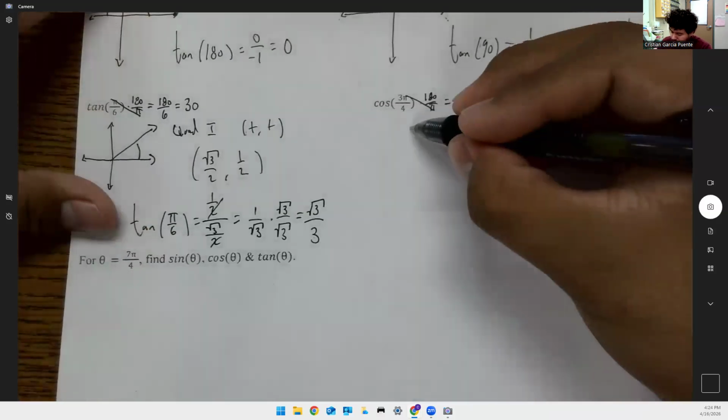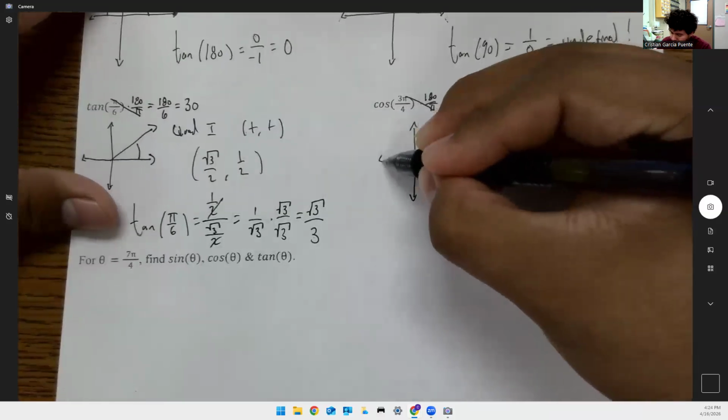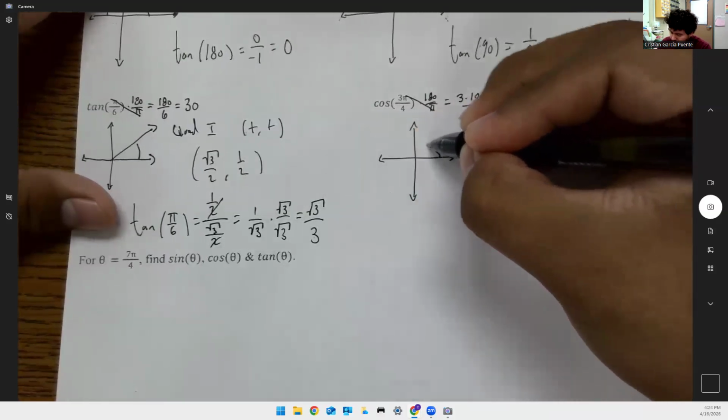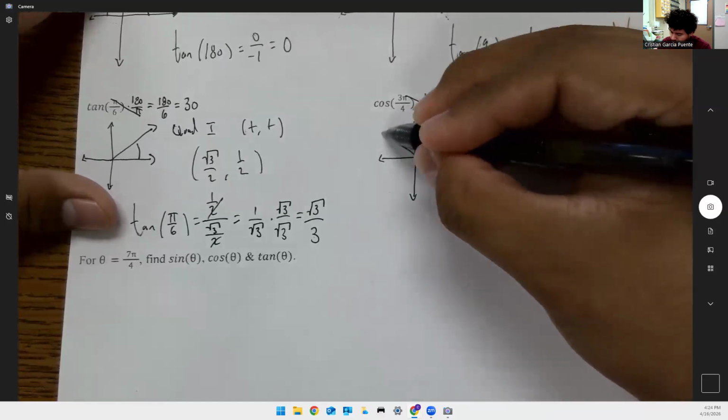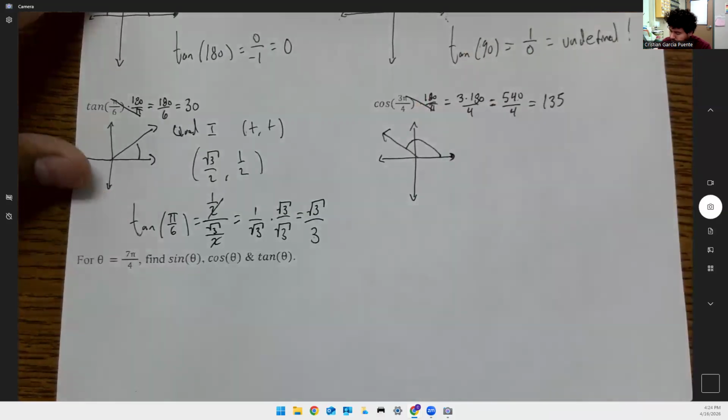All right. So now we're just going to draw our degree. Now we start here. Is 135 bigger than 90? Yes. Is it bigger than 180? No. So we know we stop here. We got to find our reference angle.